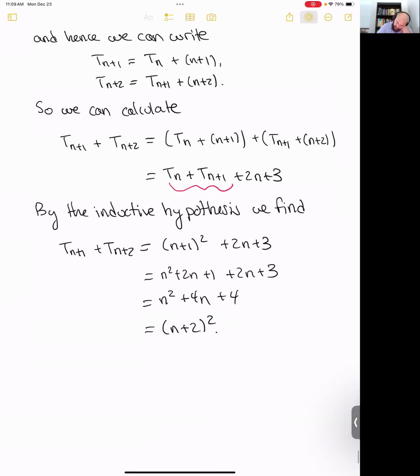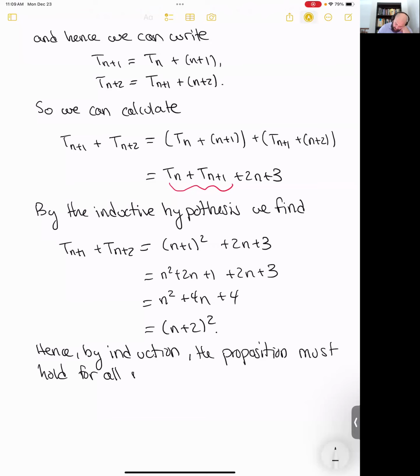So now we're just going to end by saying, hence, by induction, the proposition must hold for all n. Perfect. Great. So that's our second example of a proof by induction.